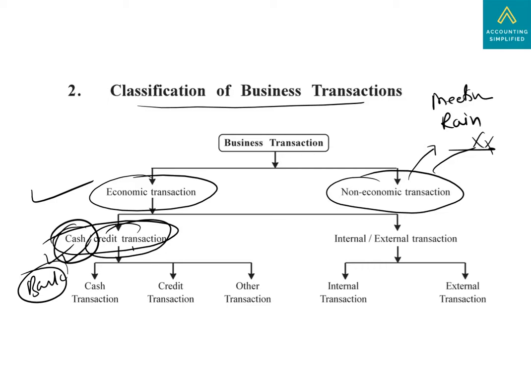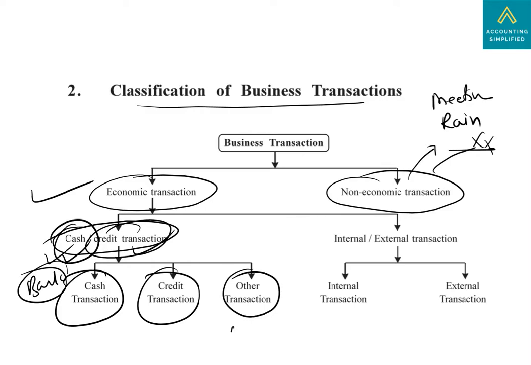It is considered as credit transaction. And later on, it will be exchange. Okay. So, cash transactions, credit transactions and other transactions. Other transactions means goods getting damaged, theft, and so on.